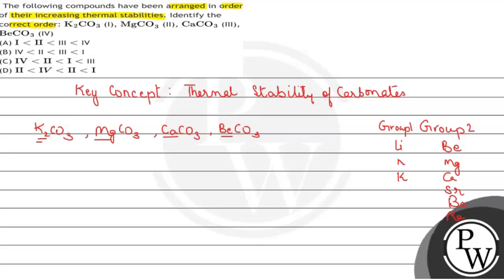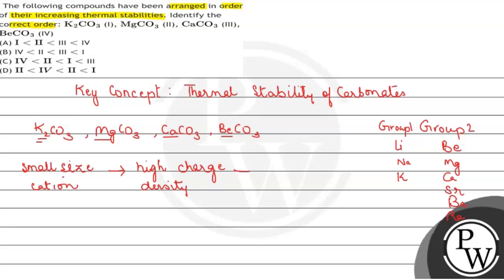अब हम इसकी कार्बोनेट्स की थर्मल स्टेबिलिटी को समझ लेते हैं. Let us say we have a cation of small size. If the size of cation is small, it means it has a high charge density, because the charge will be packed in a small volume. So it will have high charge density.